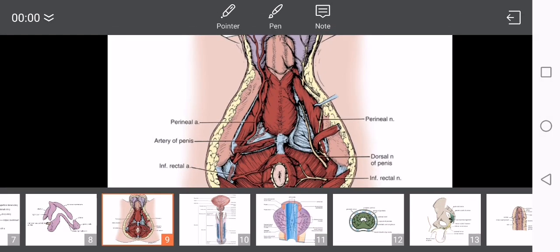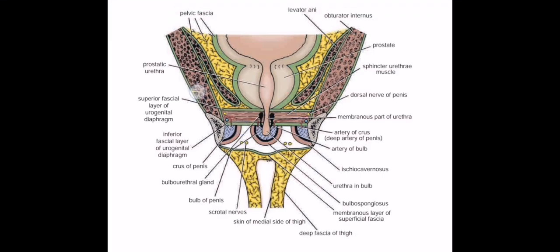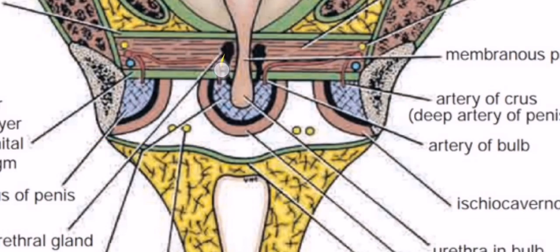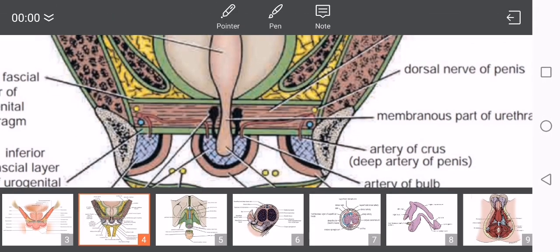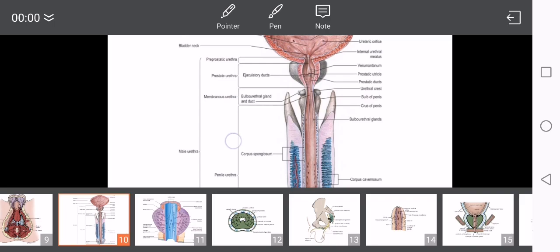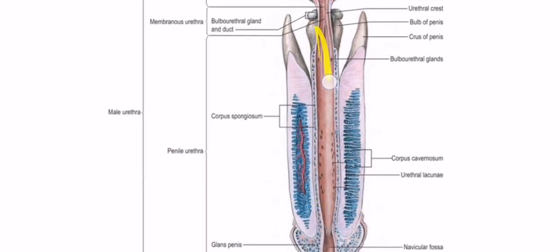احنا شفنا قبل شوية انه البulbourethral glands تثقب البerineal membrane. These are the bulbourethral glands, this one and this one. They pierce the perineal membrane and join the bulbar urethra. The other part is the pendulous part. So this is the bulbar part, and these are the openings of the bulbourethral glands.